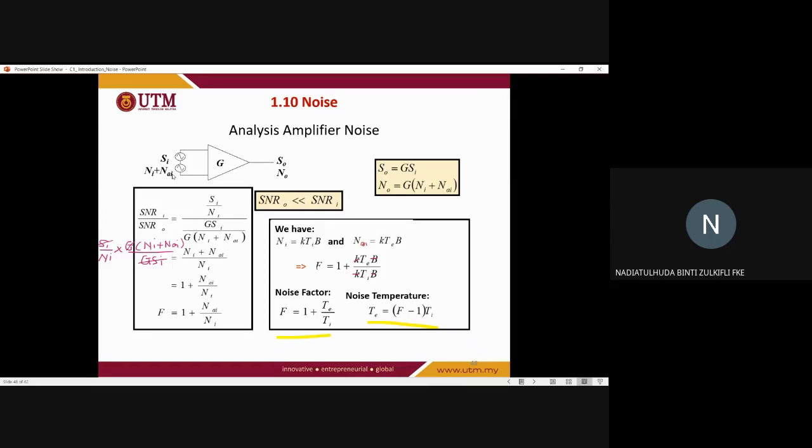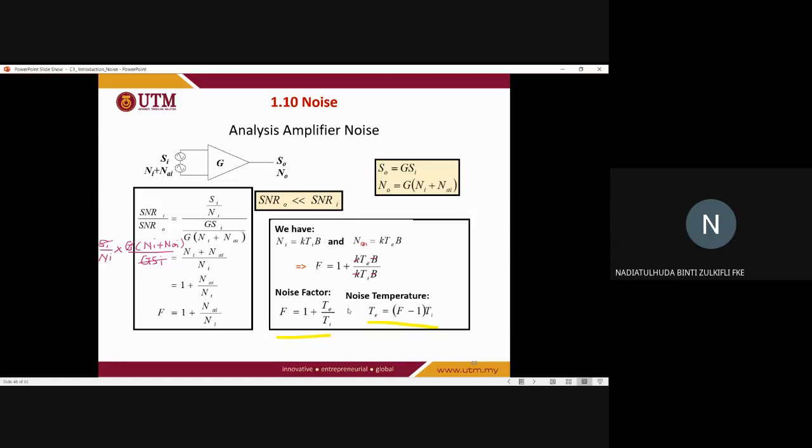Here we have our noise factor, SNR in divided by SNR out. SNR in is Si over Ni. SNR out: our S out is equal to G Si, and our noise out is equal to G times Ni plus Nai. In this case, we can cancel out the G Si, so we're left with Ni and Nai. It becomes 1 plus Nai divided by Ni. So F is equal to 1 plus Nai divided by Ni. Since N is equal to kTB, we can further simplify, cancel out the k and B, and it becomes Te over Ti.